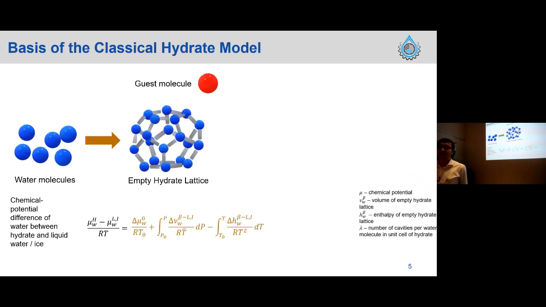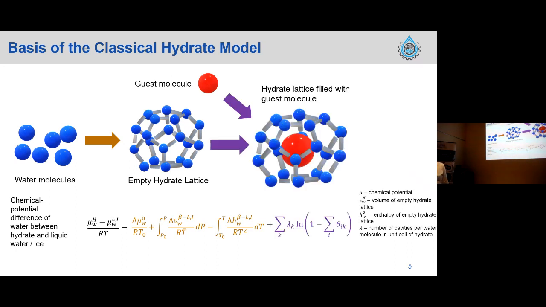So firstly, the formation of an empty hydrate lattice, which has an associated energy change with this term here. And secondly, the stabilization of this lattice to actually form the hydrate in terms of how the gas molecule occupies the various cages. And so what the new model that I'm presenting today is focusing on is the occupation of each of these various cages by the gas molecule.